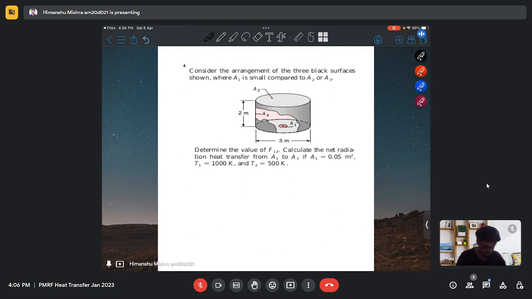So in this question, consider the arrangement of the three black surfaces shown, where A1 is small compared to A2 and A3. Determine the value of F13. Calculate the net radiation from A1 to A3. If A1 is 0.05 meters square, T1 and T3 are given.